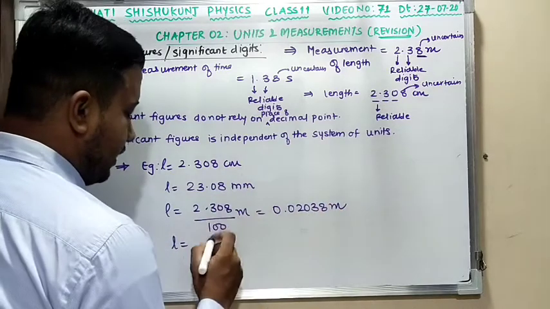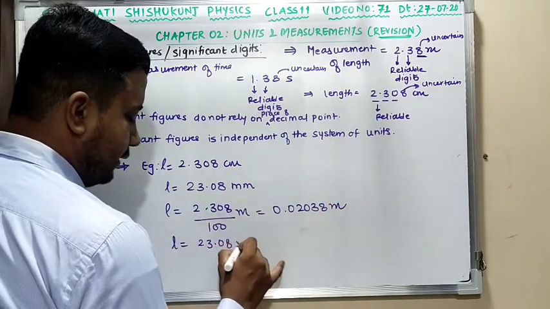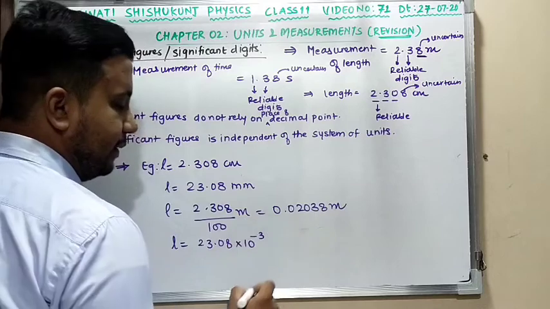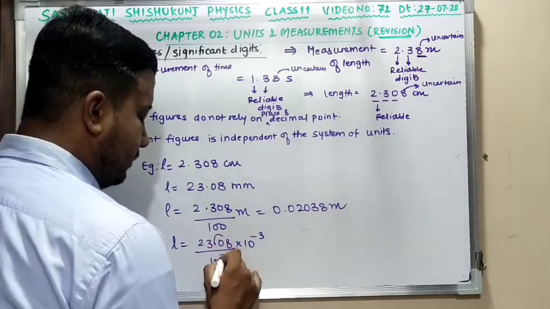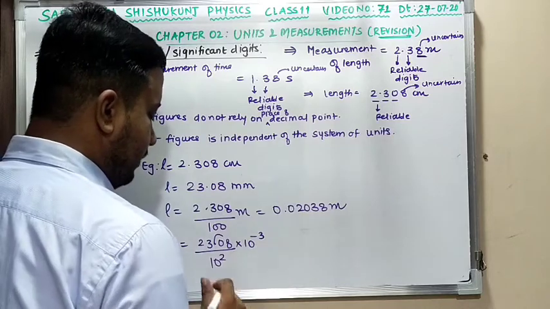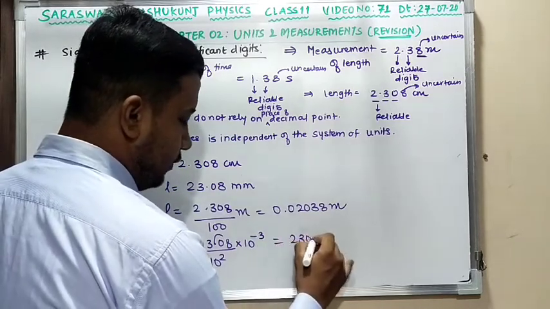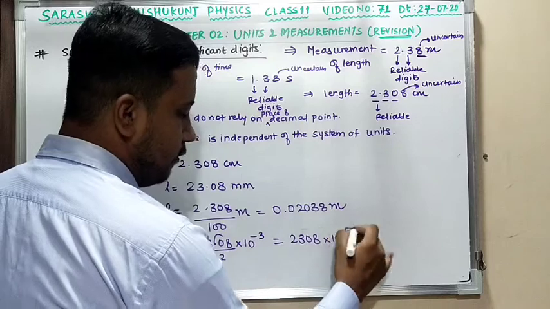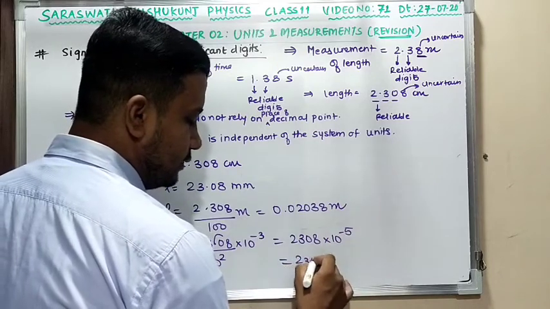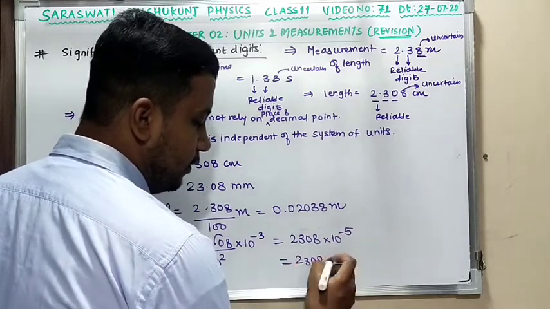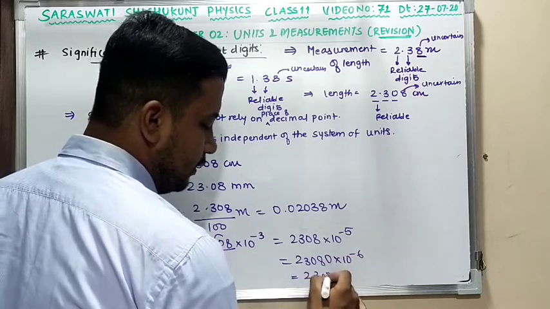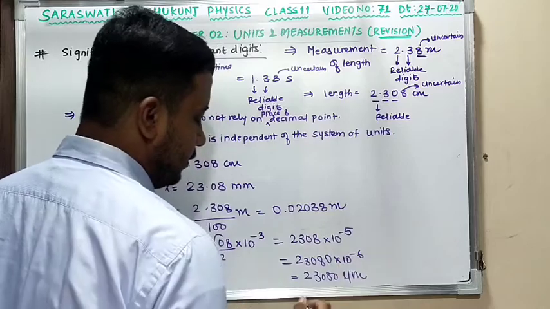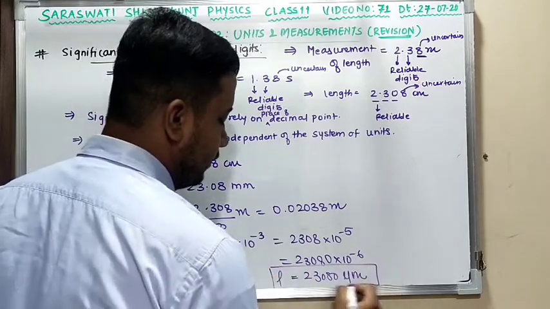If somebody asks me in micrometer, this is meter, this is millimeter. Again micrometer, somebody has 23.08 into 10 power minus 3 millimeter. Clear or not? If I want to convert it into micrometer, again it will be 2308 into 10 power minus 6. That is 23080 micrometer. Clear?